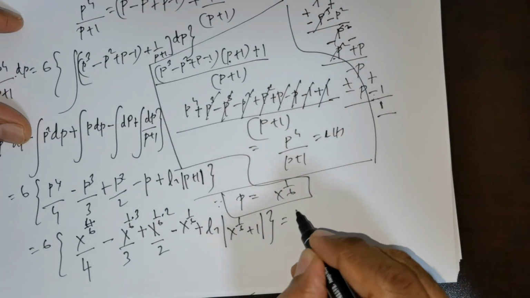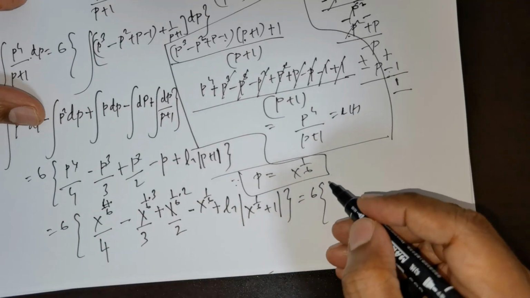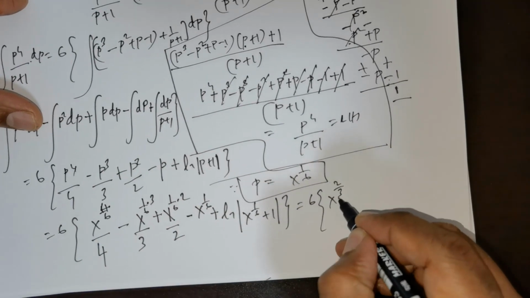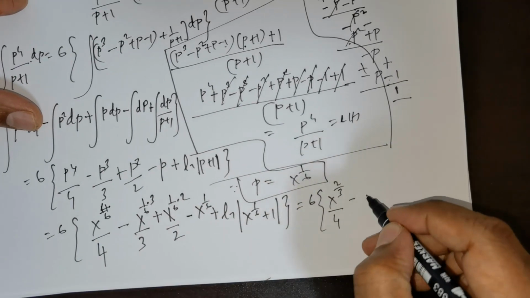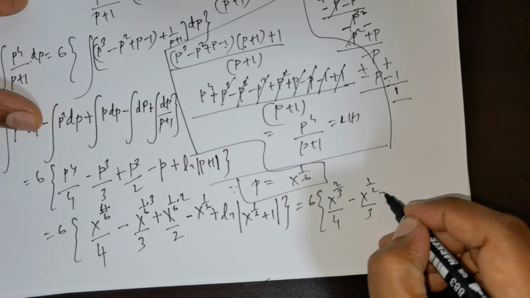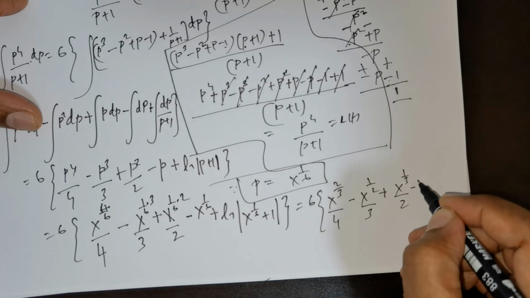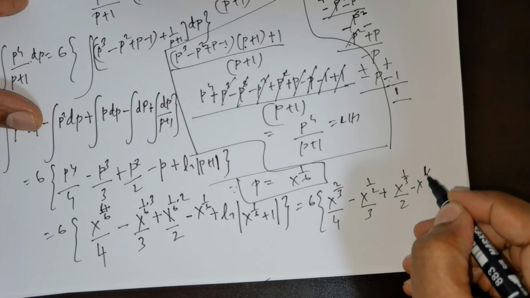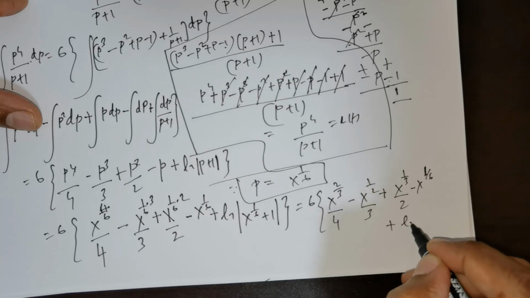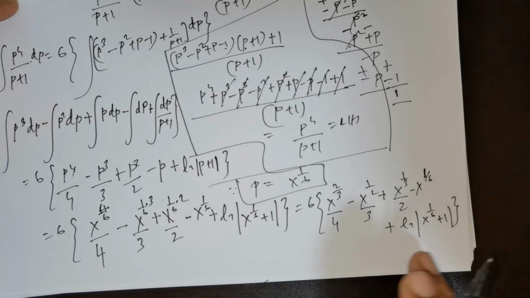Now this can be rewritten as 6 times, you can reduce this, right? 2 and 3, x raised to the power of 2 over 3 divided by 4, negative x raised to the power of 1 over 2 divided by 3, x raised to the power of 1 over 3 divided by 2, negative x raised to the power of 1 over 6, positive ln of x raised to the power of 1 over 6 plus 1. This is what you've got.